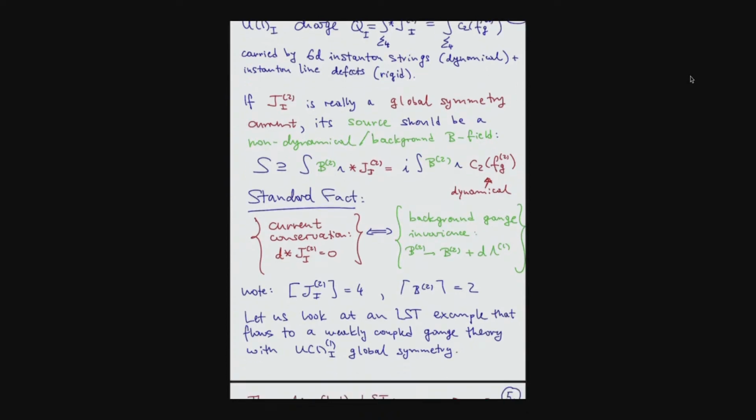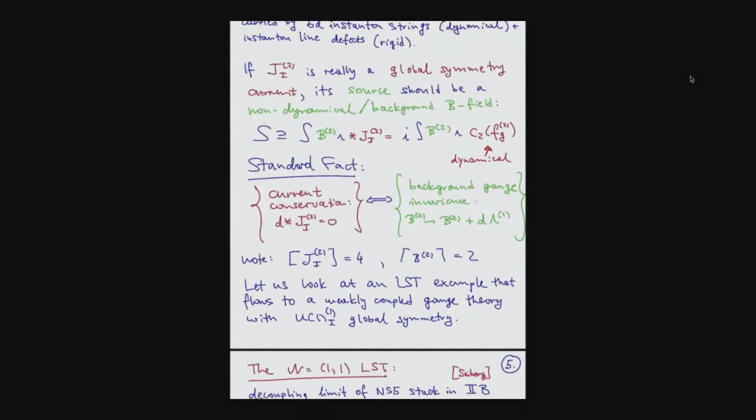Now, this 1-form symmetry is really a global symmetry. It's not a gauge symmetry. And this is its conserved current. If it is really a conserved current for a global symmetry, it should couple to a background gauge field, a non-dynamical background gauge field. And because this is a 2-form current, that gauge field has to be a B field. So this is by now pretty standard. And so we're going to couple our instanton currents to the B field.